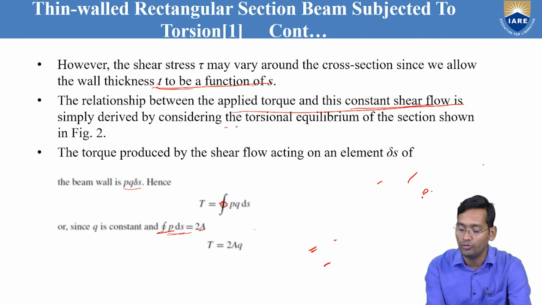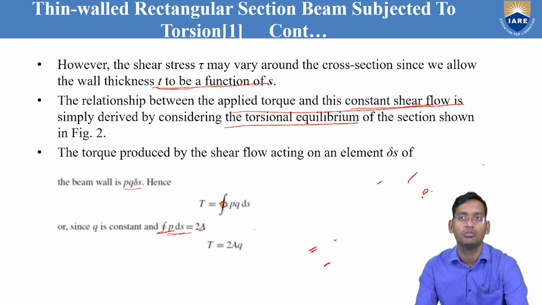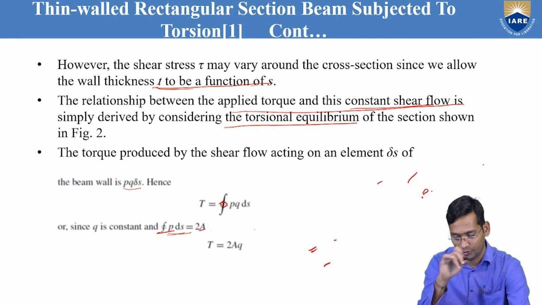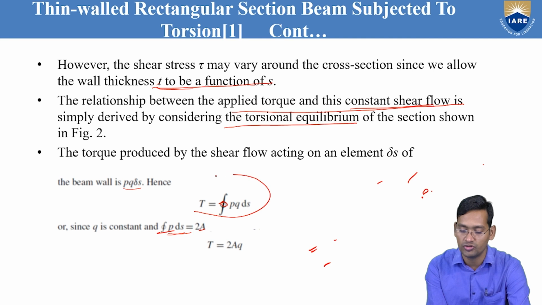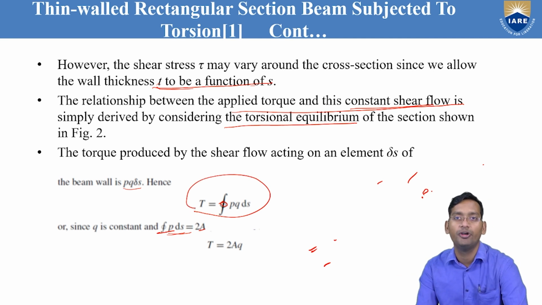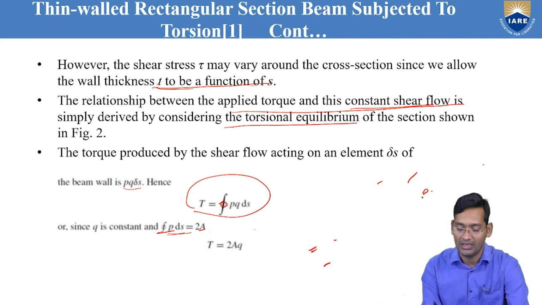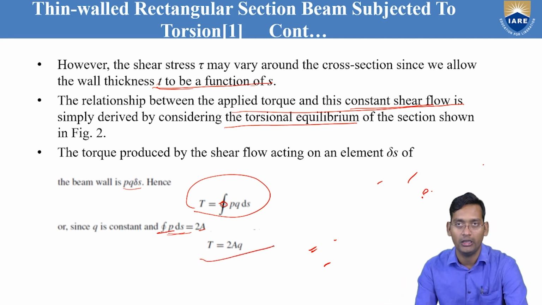Now what we have to do? Take the torsional equilibrium condition, what is shown in the figure. So from there we got T equals closed integral of p q ds, and hence the closed integral of p ds will be the total area, that is 2A. Hence T is equal to 2Aq.